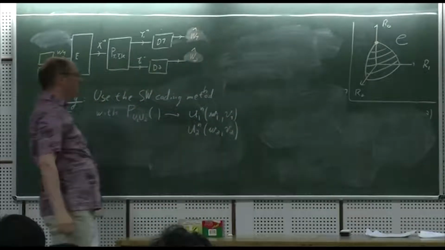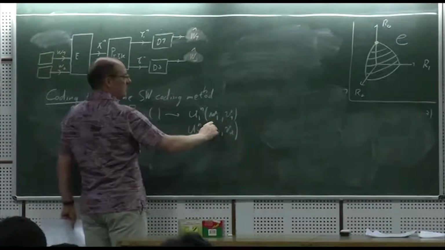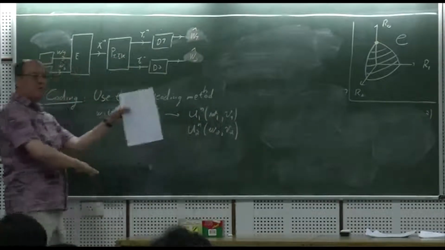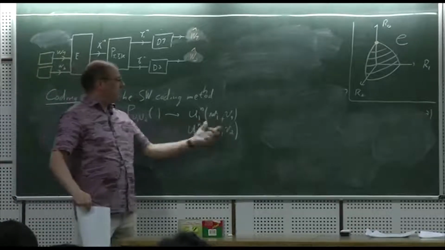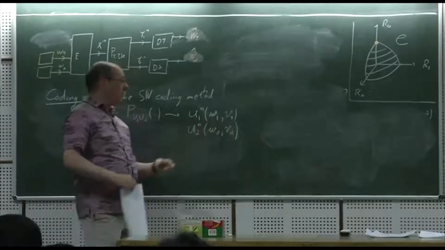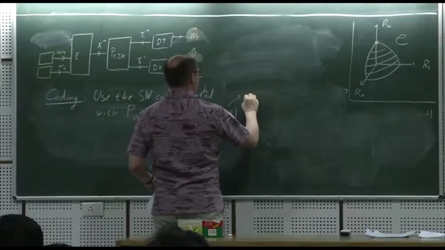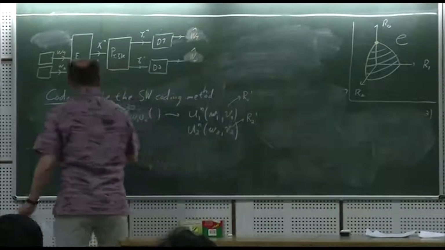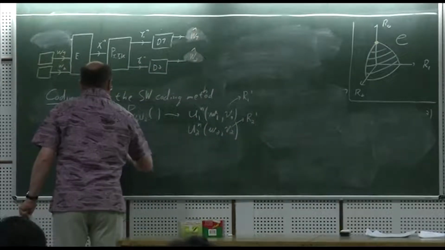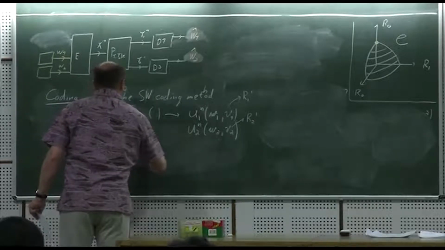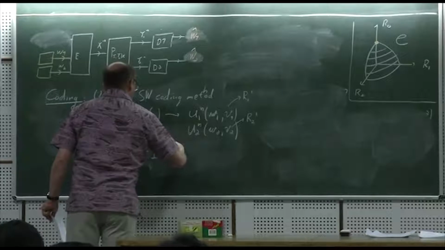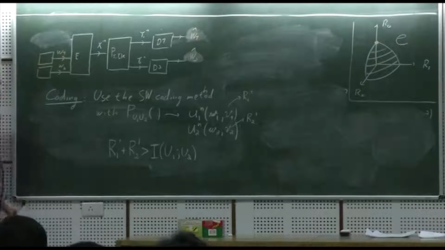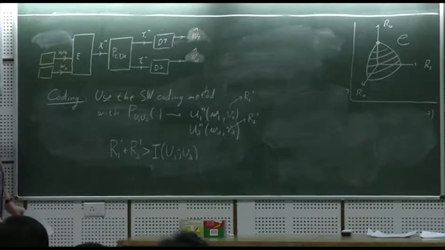So we're making the code: message 1 chooses a set of codewords, message 2 chooses a set of codewords, then we try to find a pair V1, V2 so that these are jointly typical. And we know, if this here has rate R1 prime and this here has rate R2 prime, then by what we just did, we need to have R1 prime plus R2 prime bigger than I(U1; U2). Right? That's what we need. If we find that, we're successful. We found a jointly typical pair. What do we do now?